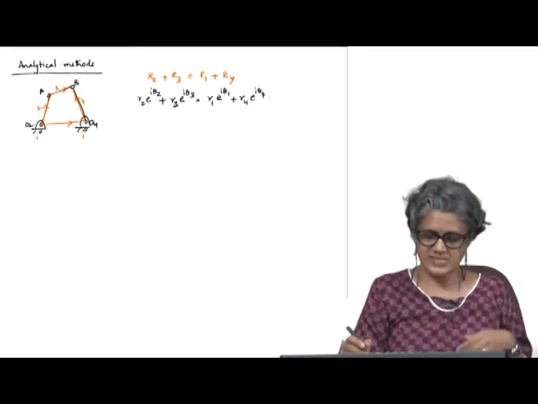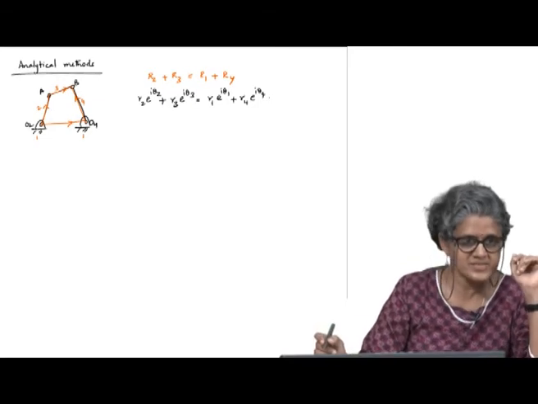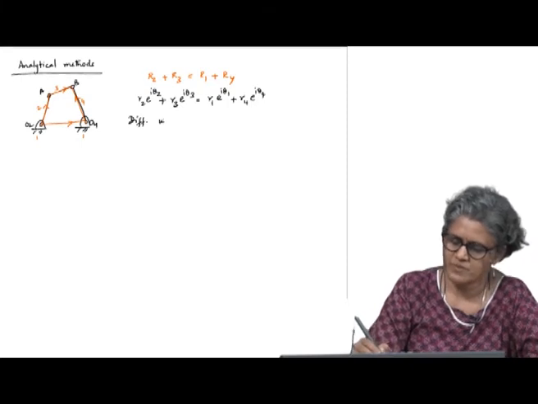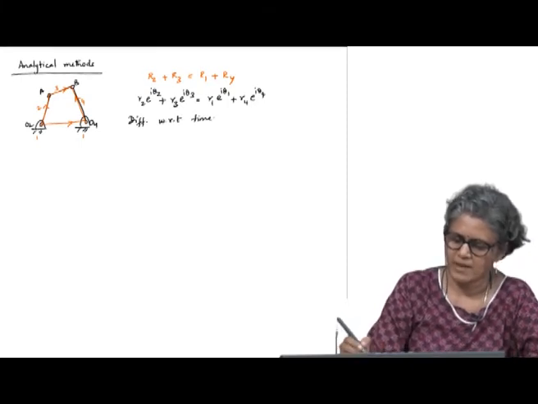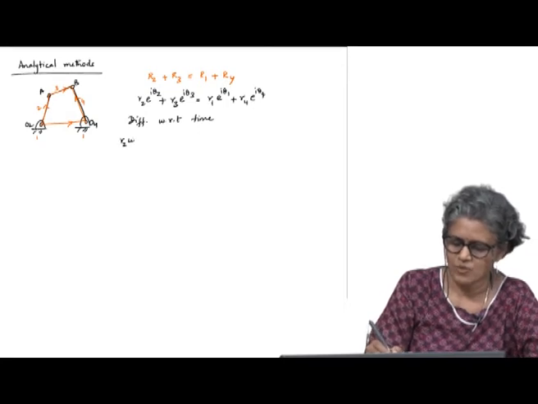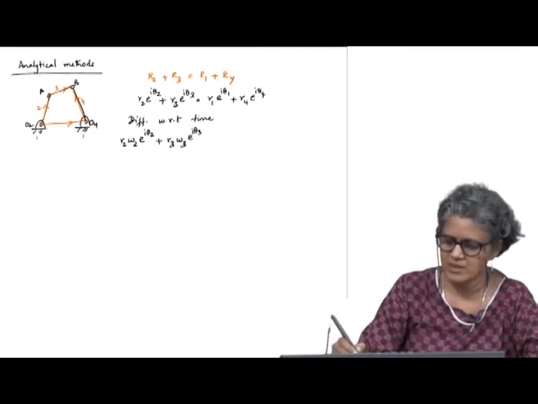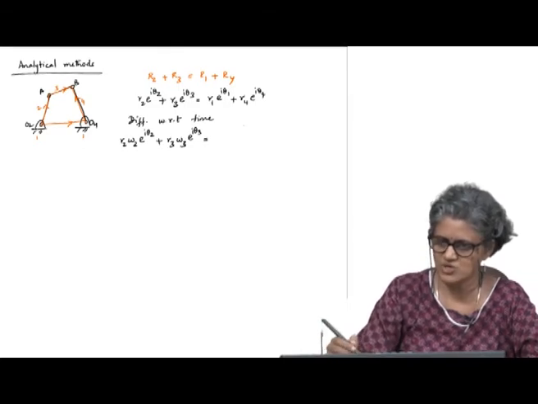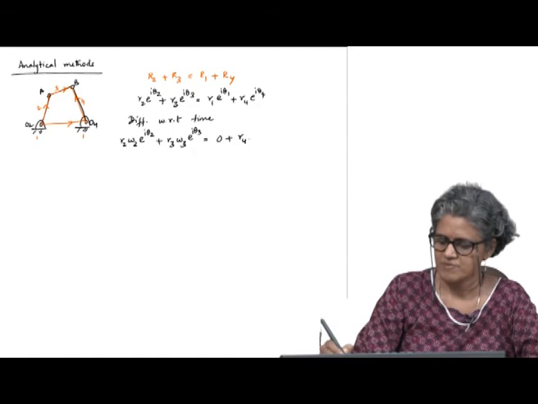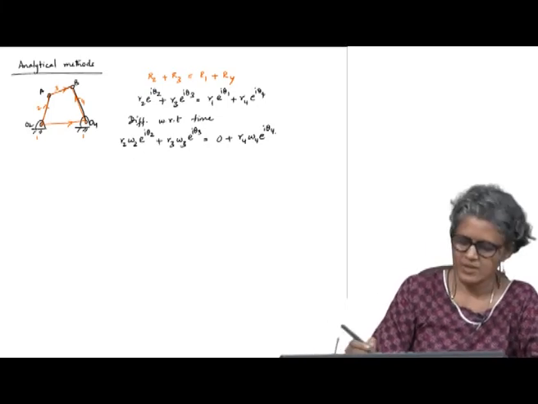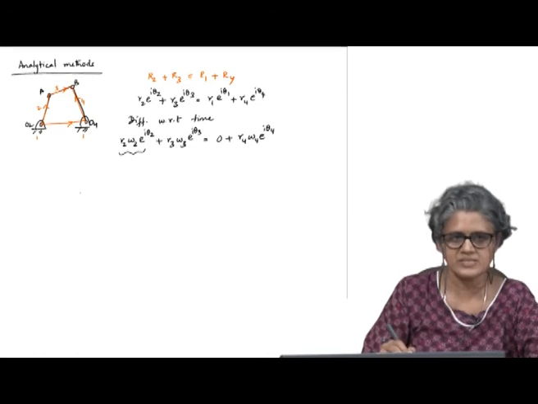Assuming position analysis is done, you know all the r's and all the thetas. You differentiate with respect to time and you get R2 omega 2 e power i theta 2 plus R3 omega 3 e power i theta 3 equals, the fixed link does not change, R4 omega 4 e power i theta 4. Okay. Now, you should be able to recognize this.